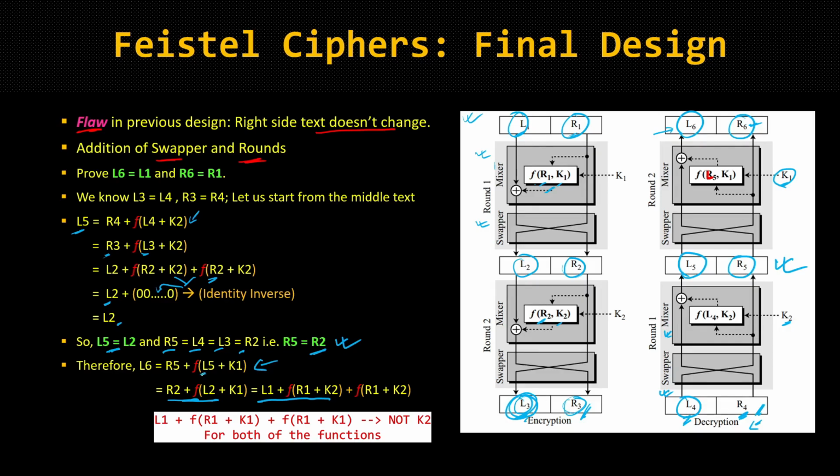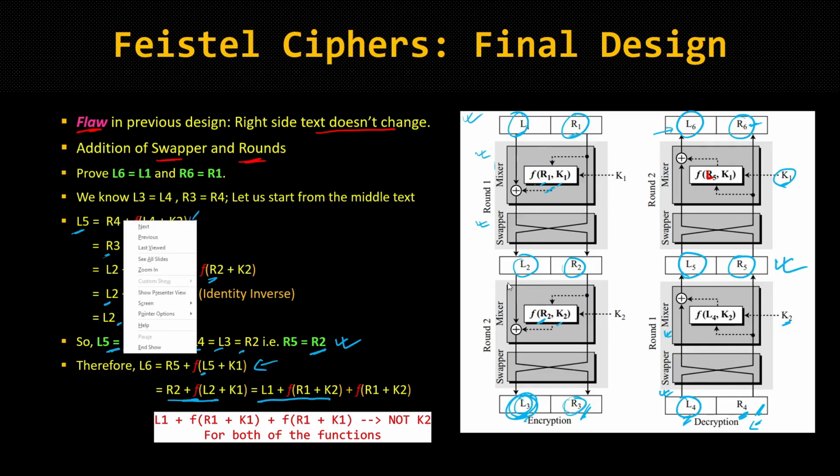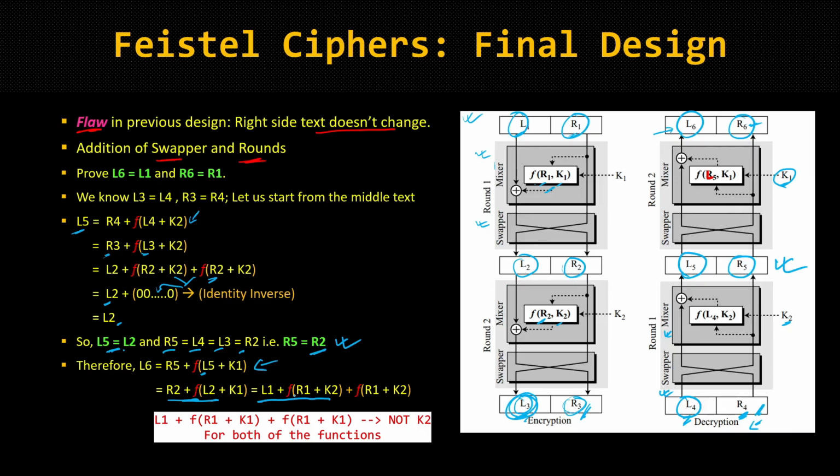Okay, so after this, what we can do? We can write this L5, right? You see this L5? So L5 is equals to L2. So we can write L2 here, right? Instead of this L5, we can write L2. Now this L2 is equals to this R1. So L5 is equals to L2, but this L2 is equals to the R1. So we can write R1 instead of L5 here.